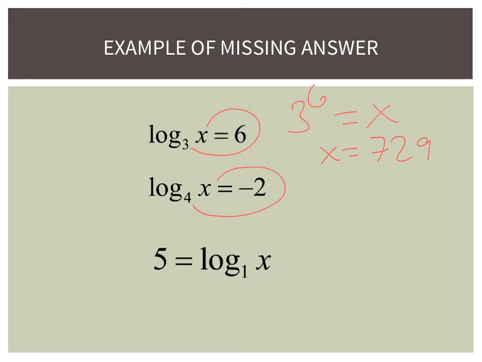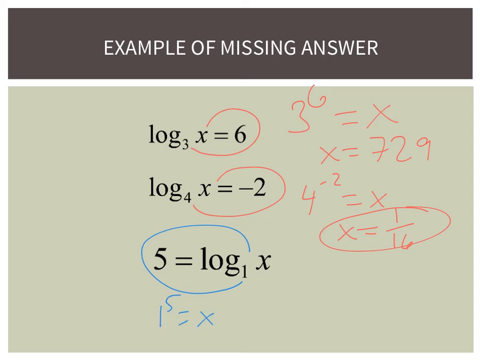All right, if I rewrite it in exponential form, I get 4 to the negative second equals x. Well, 4 to the second is 16, so 4 to the negative second is 1 over 16. Nice. And then lastly, now this last one, actually, if you go through and solve it, and we're going to talk about this after, you'd have 1 to the 5th equals x, and that means that x is going to equal 1.